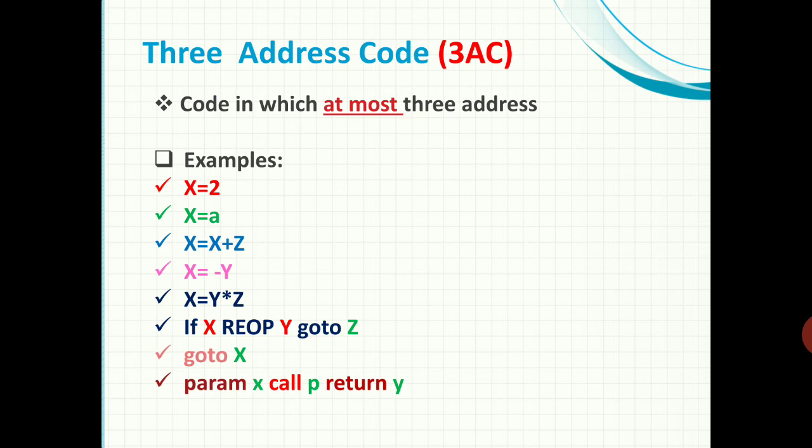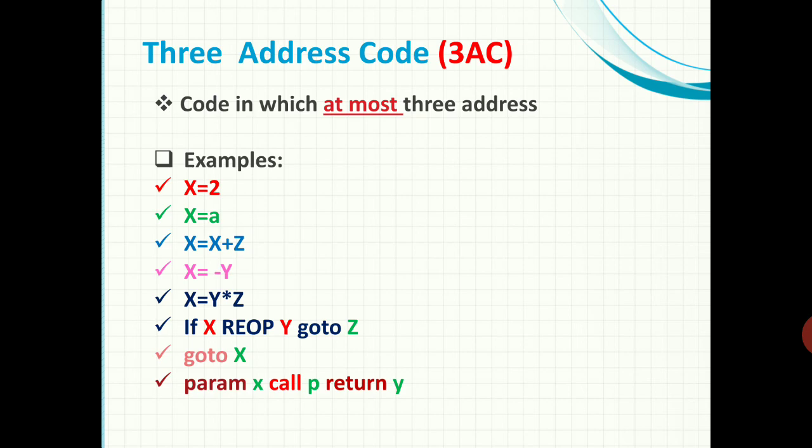In the first case, the first two instructions are copy statements, where the value is copied to one particular variable. Here some computation is there, then that value is assigned to that variable. These are some examples.